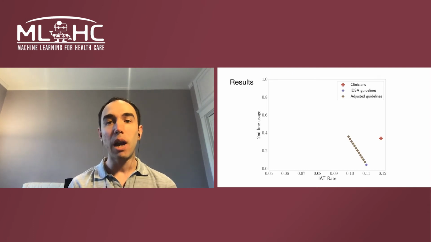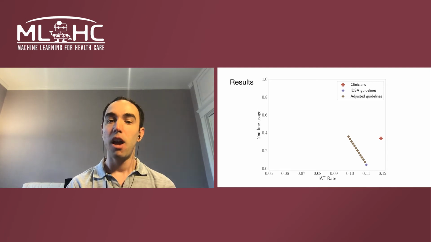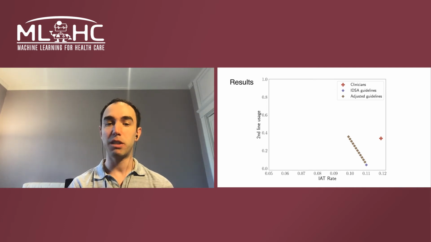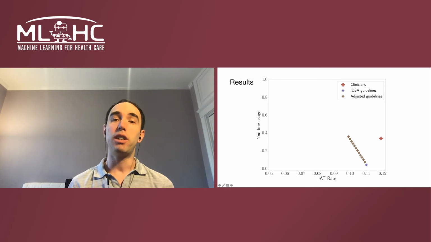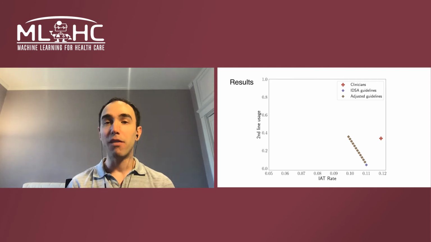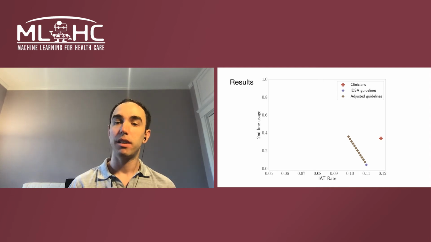Now, we could then look at what the best practice guidelines, the IDSA guidelines, do, and those are shown in purple here. What's really interesting about these is that just using the guidelines gets a substantially smaller IAT rate and almost never uses second-line antibiotics. So there's an interesting question here about why clinicians use so much second-line antibiotics when well-established guidelines would in fact use less and would decrease the IAT rate.